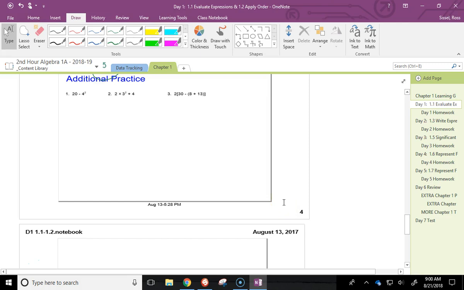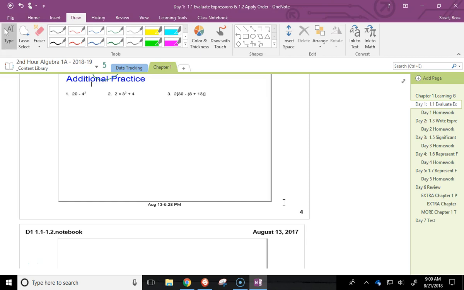Alright, let's just do 2 of these. I only want to do 2 of them, and then we're going to glue this in our spiral notebook, and then you guys can work on your homework. Let's do number 2 and 3.